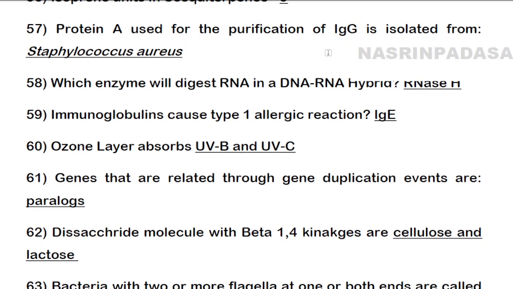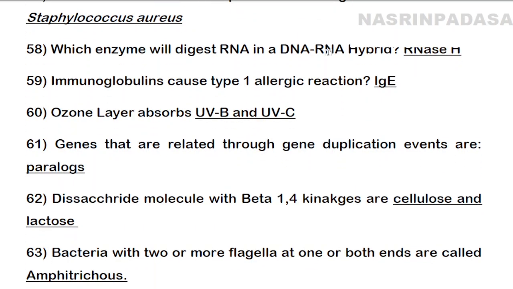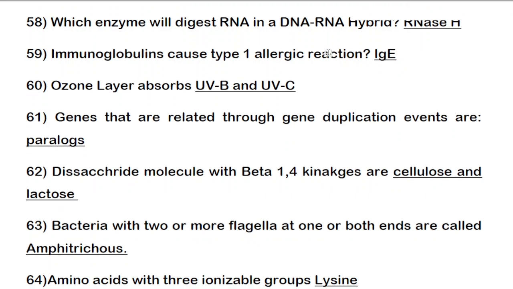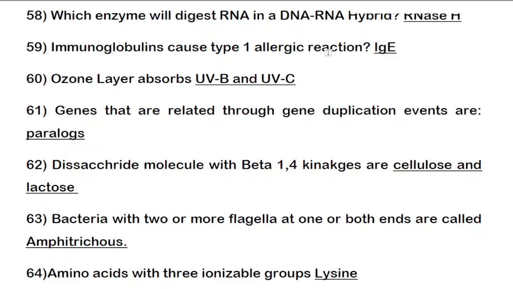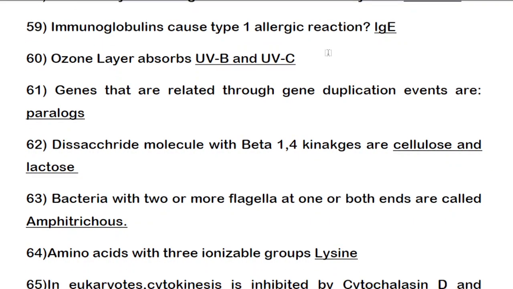57th question: protein A used for purification of IgG is isolated from. Protein A is generally used for purifying a large amount of IgG antibody, and that particular protein A is isolated from Staphylococcus aureus. Okay. 58th question: which enzyme digests the RNA in the DNA-RNA hybrid? The correct answer is RNase H, H for hybrid. So tell me about the role of RNase I. Next, which immunoglobulin causes type 1 allergic reaction?